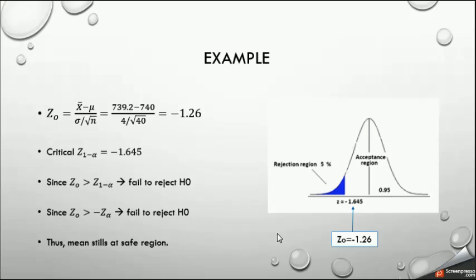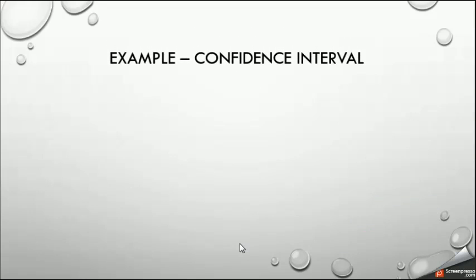Now what does it mean that we fail to reject the null? This means the mean value of the antiseptic concentration stays at the safe level, which is 740 parts per million. So we have used the test statistic Z0. We can also use confidence intervals to examine our hypothesis.